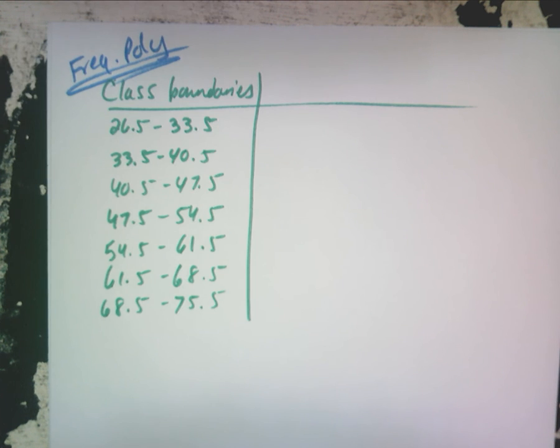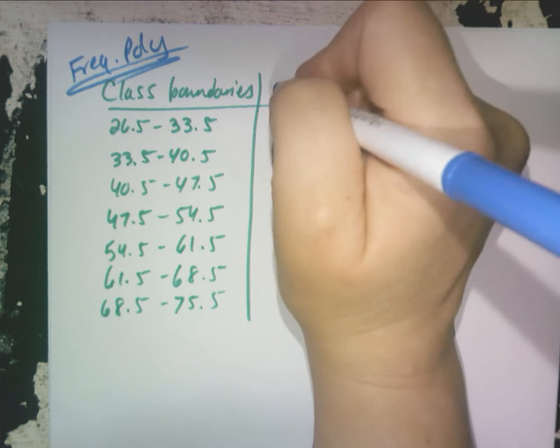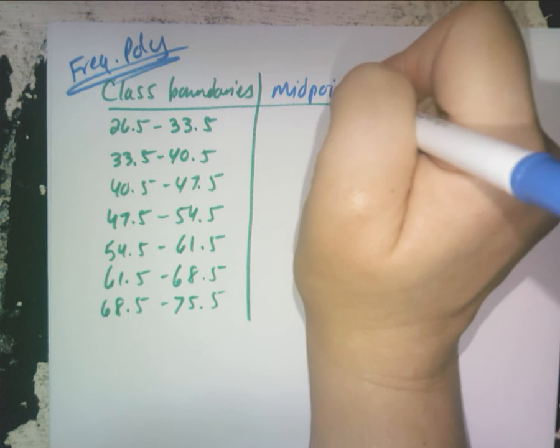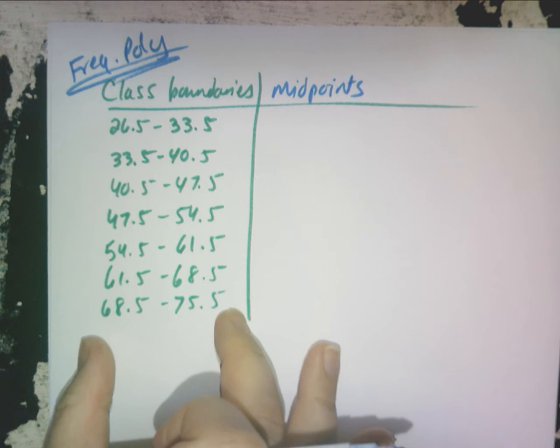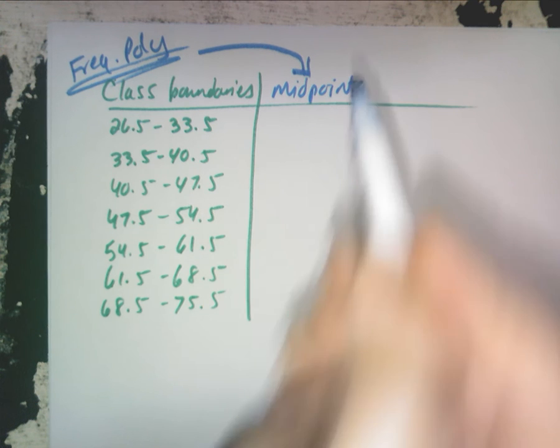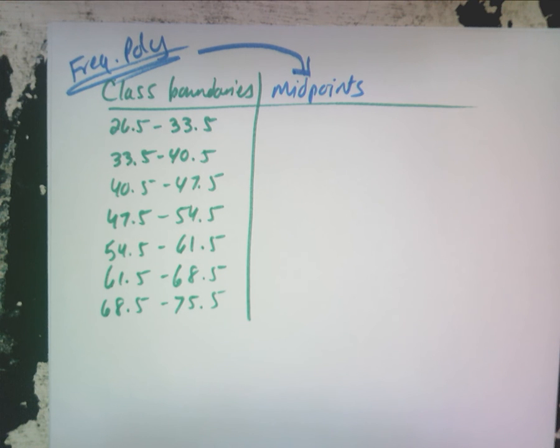You have to find what's called the midpoints, okay? On a histogram, you find the class boundaries. On a frequency polygon, you find the midpoints. Midpoints, do you remember how? Maybe in pre-calc, maybe in AFAM, you should have learned this.